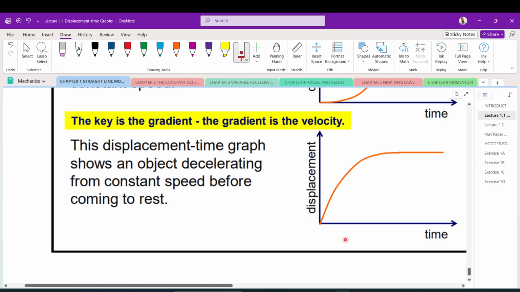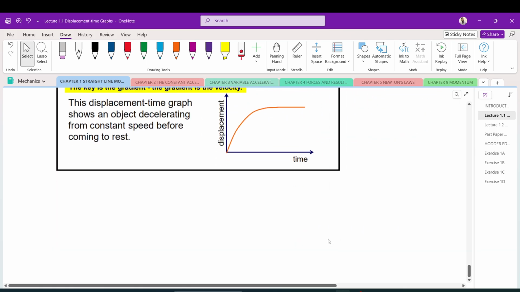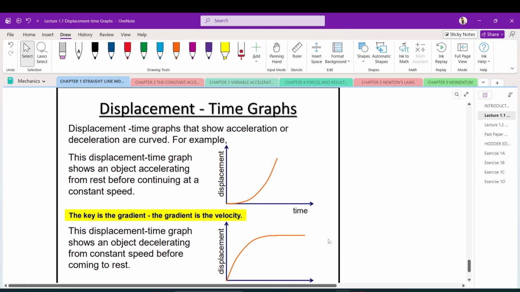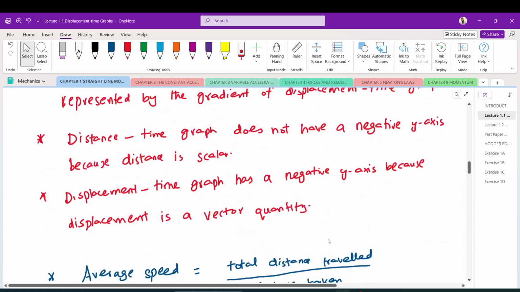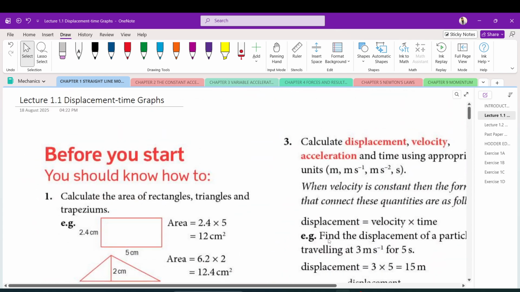So that is the end of our first lecture. This was all about displacement time graphs. In our next lecture, lecture 1.2, we will be discussing velocity time graphs. This chapter is not too lengthy. It only comprises two lectures. The first lecture was about displacement time graphs, the second one is about velocity time graphs.